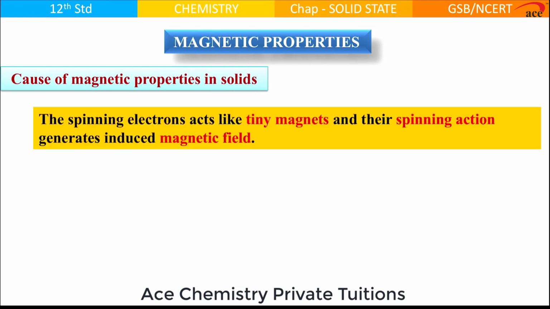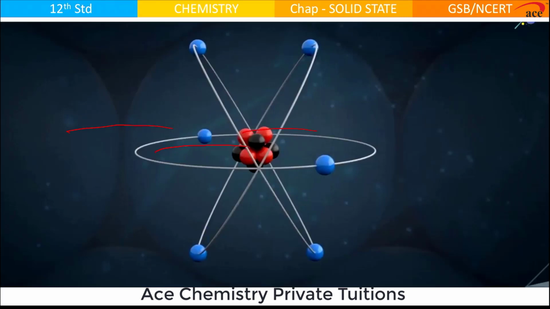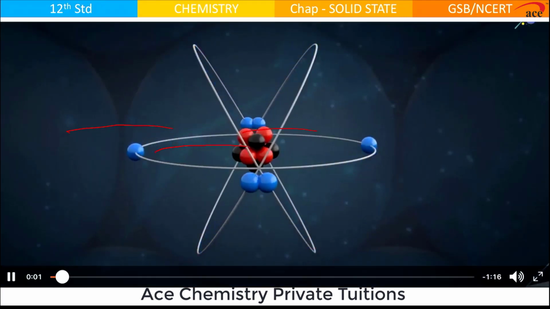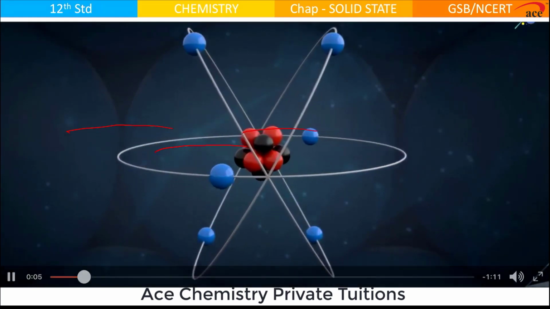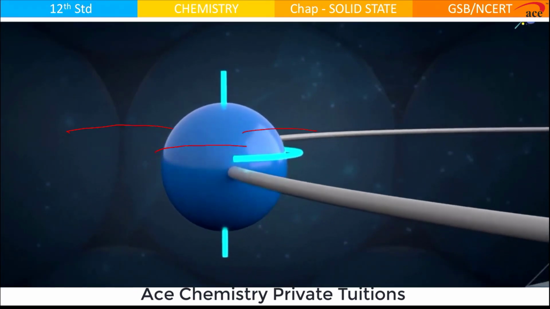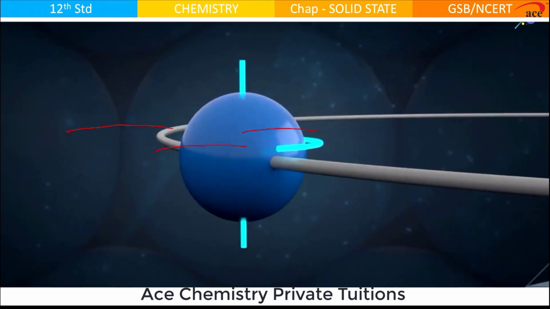Magnetic properties in solids are due to what? Spinning electrons. Each spinning electron behaves like a tiny magnet and creates a magnetic field around it. If you see this diagram, you will realize electron spinning. Do not see that red marker pen ink, just see the spinning electron.